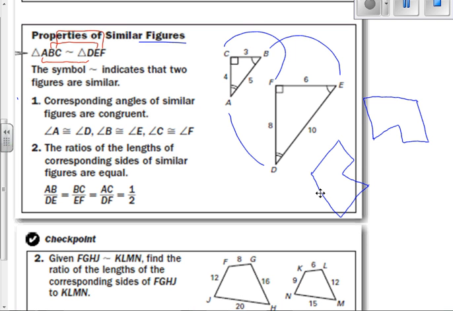Then I also know if I look at AB as a line segment, sorry about that.